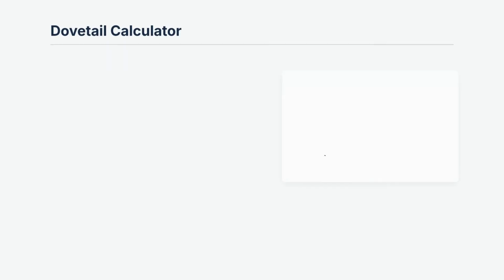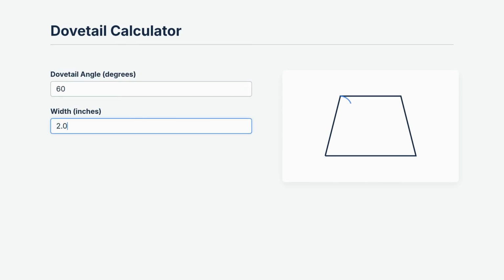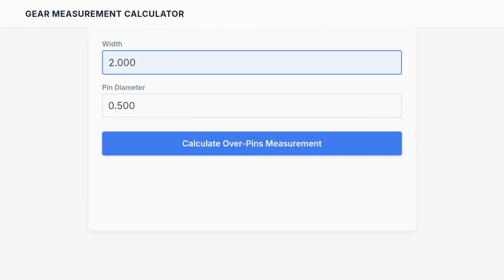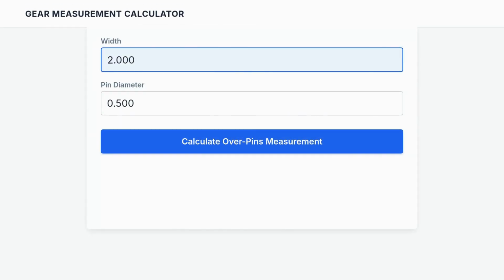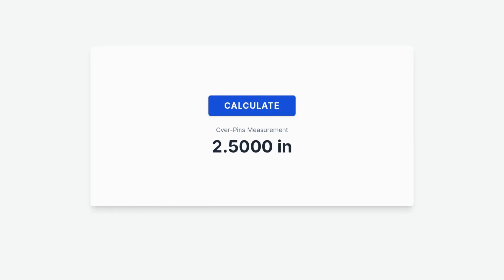Let me show you a worked example. I'll enter a dovetail angle of 60 degrees, a width of 2000 inches, and a pin diameter of 500 inches. After clicking Calculate Over Pins Measurement, the calculator returns an over pins measurement of 5000 inches. This is the distance you'll measure across the outside of the pins when they're properly seated in the dovetail.